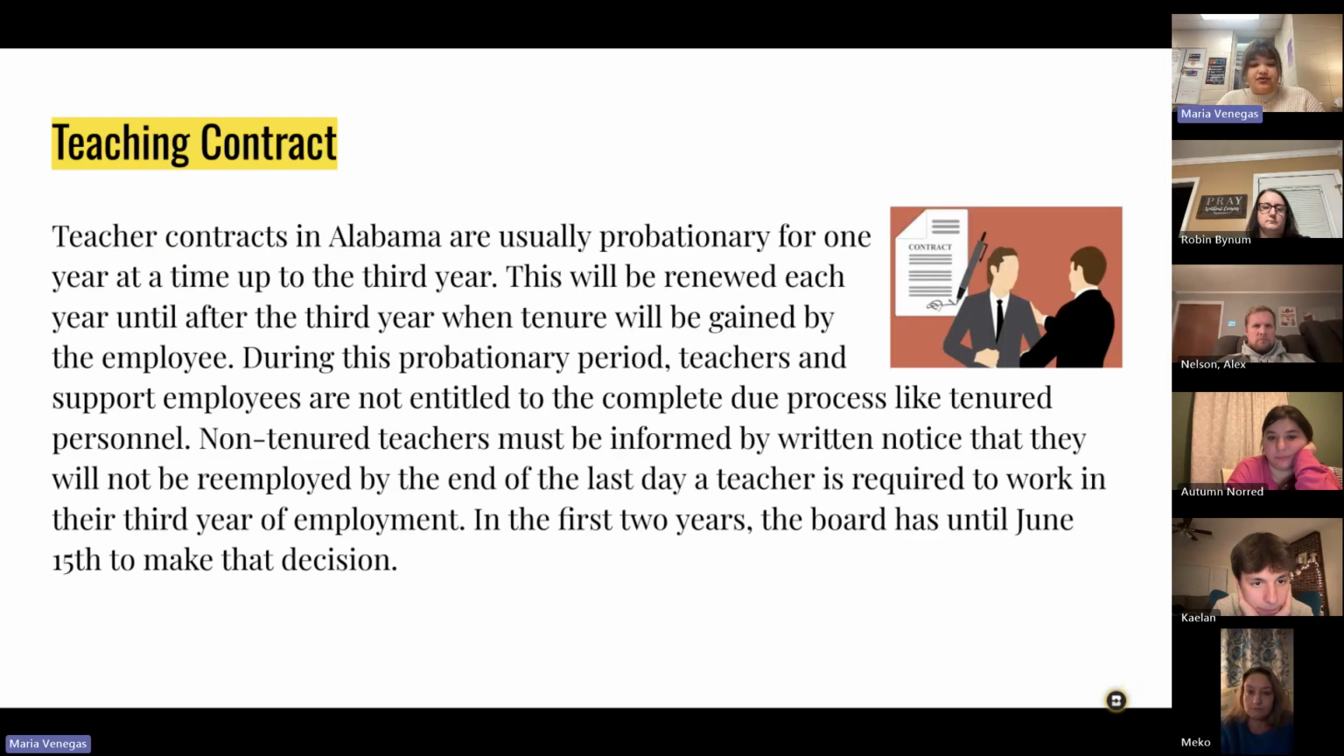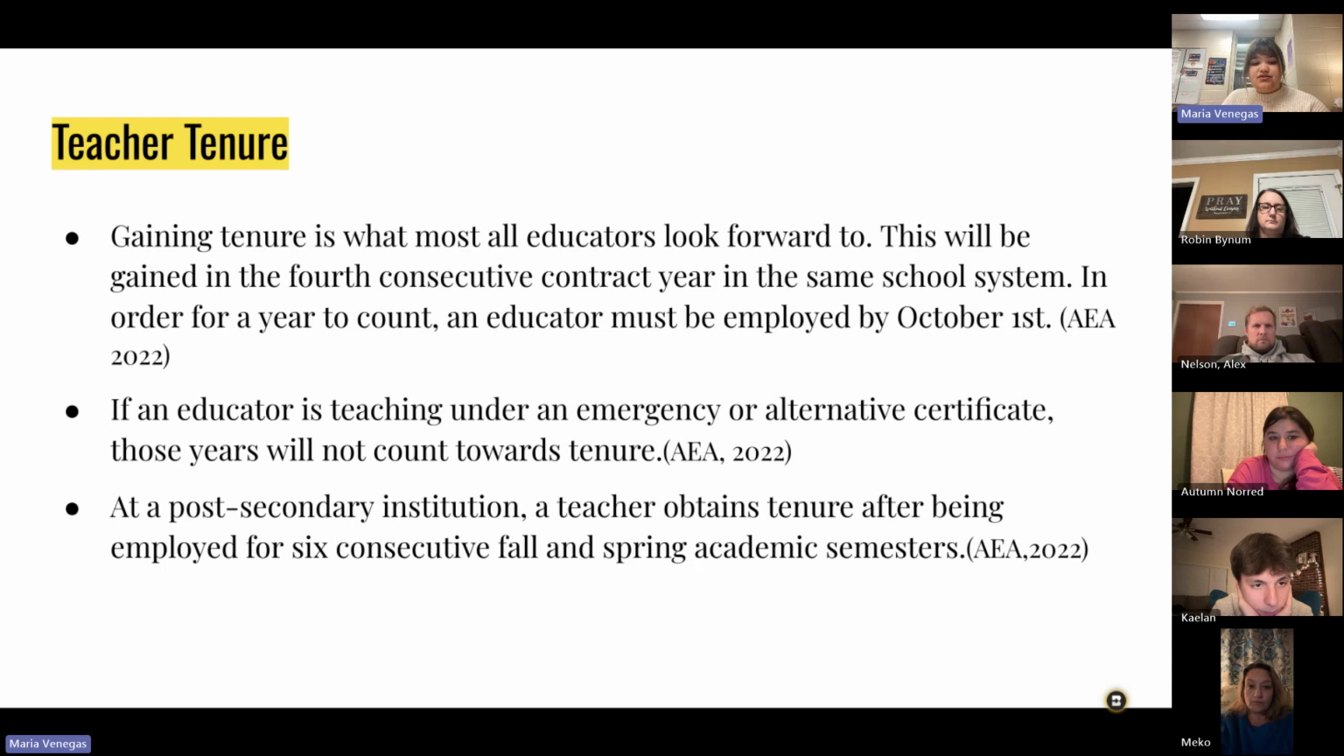Teachers gain tenure after 3 consecutive years in some school systems. Tenure provides job security and due process rights, which help protect teachers from unjust dismissal. Gaining tenure is something that many teachers look forward to.